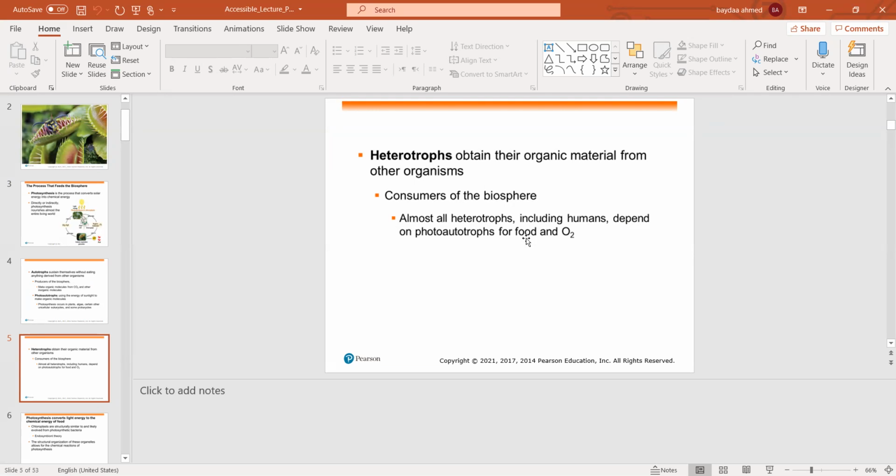Almost all heterotrophs, including humans, are completely dependent, either directly or indirectly, on autotrophs for food and also for oxygen as a byproduct of photosynthesis.